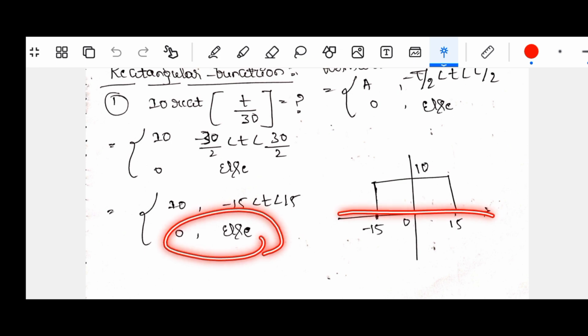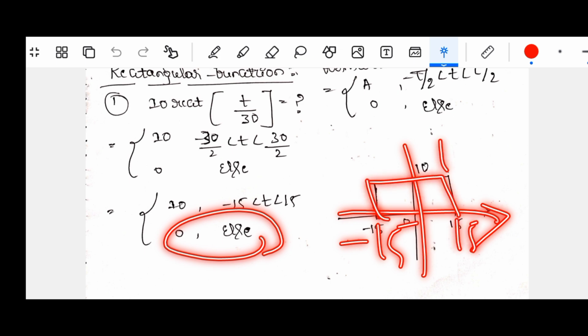0 else. So let's plot this graph. Here we will get minus 15, here plus 15. Above we will get 10.